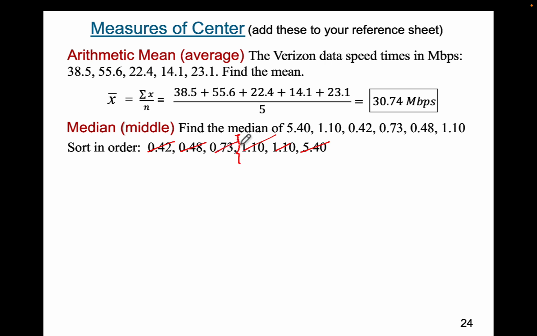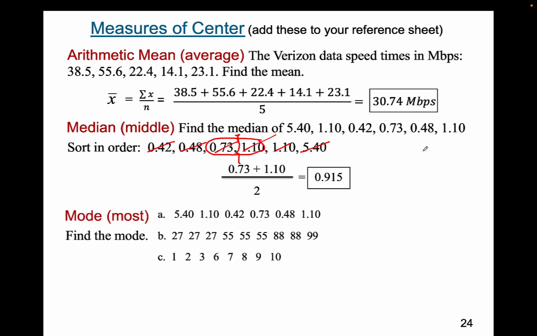We're going to find what is halfway between 0.73 and 1.10. So we're going to find the middle of these two values, which we do by adding them up and then dividing by 2. So it turns out that the median, or middle number, is 0.915.